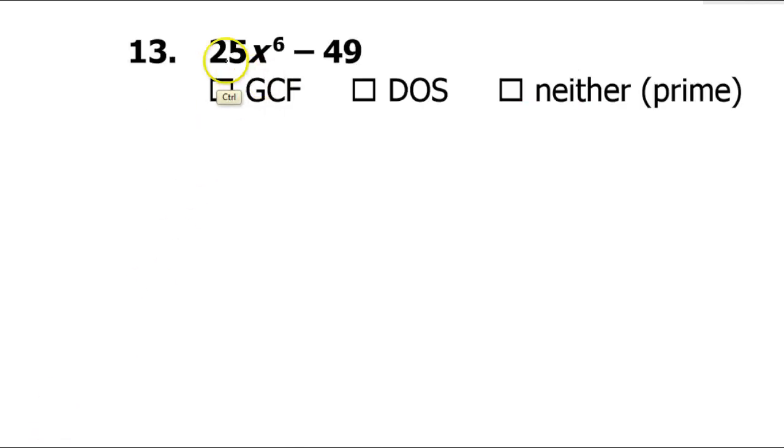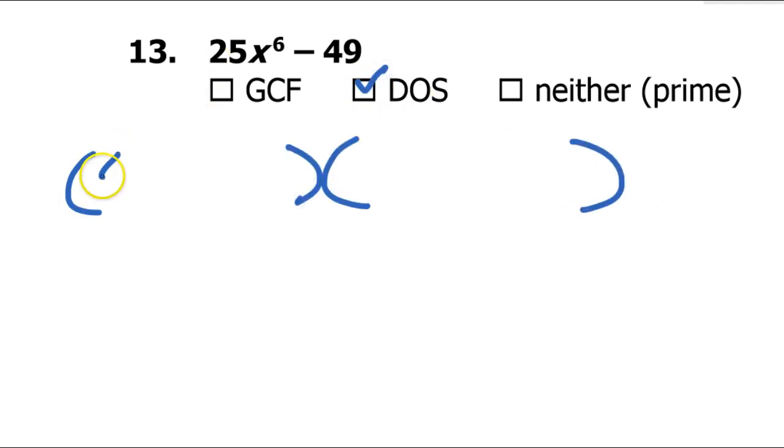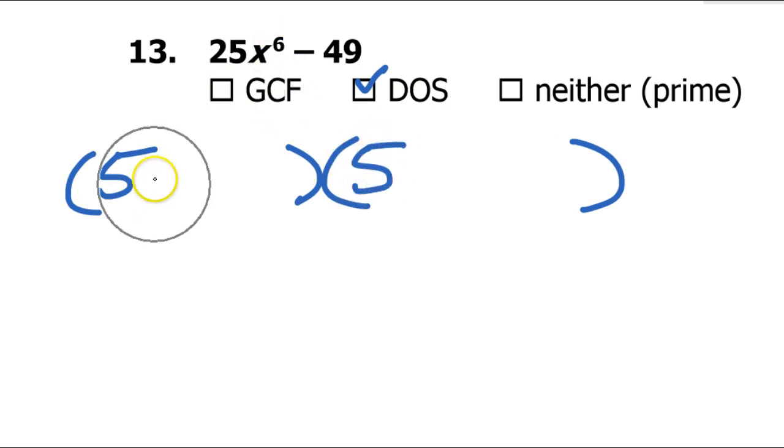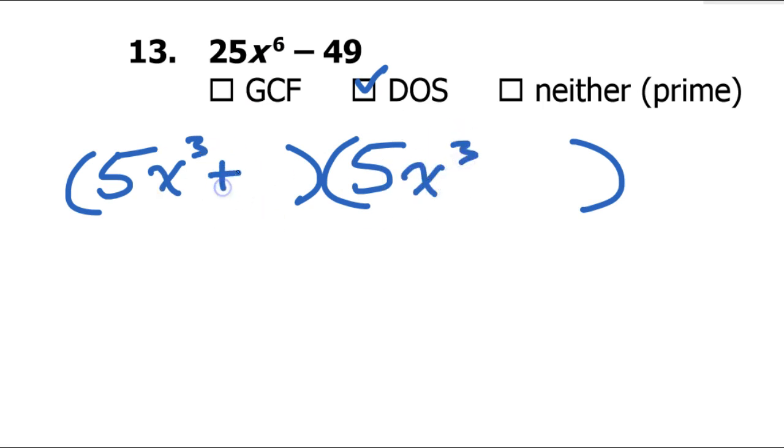Number 13 does fit the pattern of the difference of 2 squares. So let's go ahead and break it down. 25, of course, is 5 times 5. X to the 6th power would be x to the 3rd power times x to the 3rd power. And one of them will be plus and one minus. And then 49 is 7 times 7.